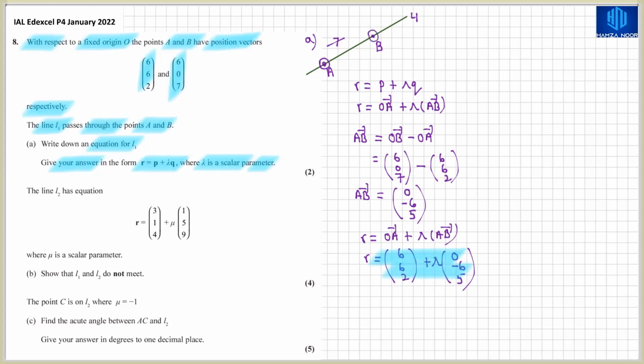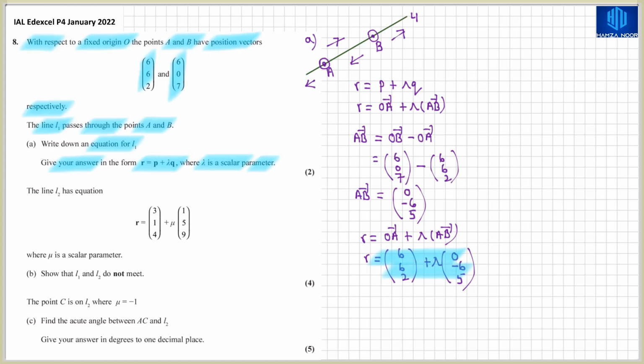Alternatively, you can take point B as the starting point and go in the direction of BA, or you can also go in the direction of AB. And if we consider the starting point A as we have in this case, we can also go in the direction of BA. So there are multiple ways to express the vector equation of a straight line. So far we have achieved the final answer, which is the answer to part A. Now let's move on to part B.